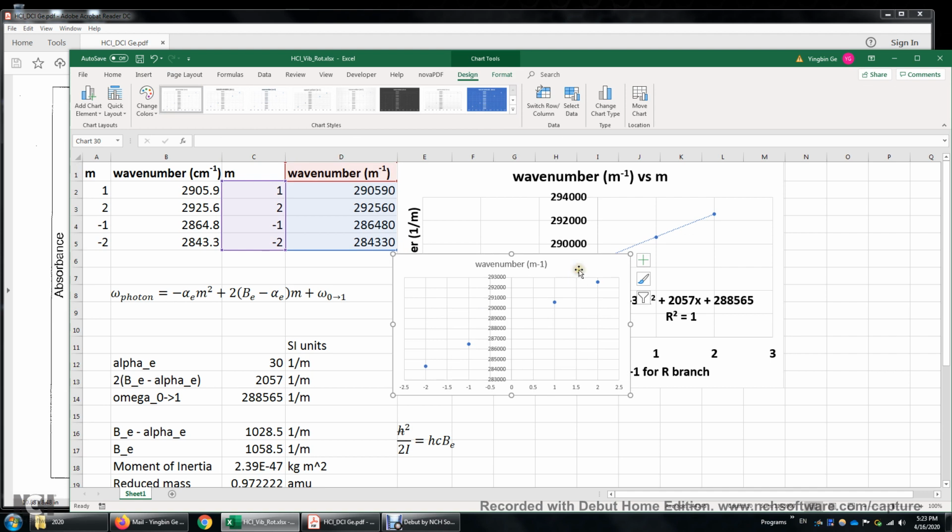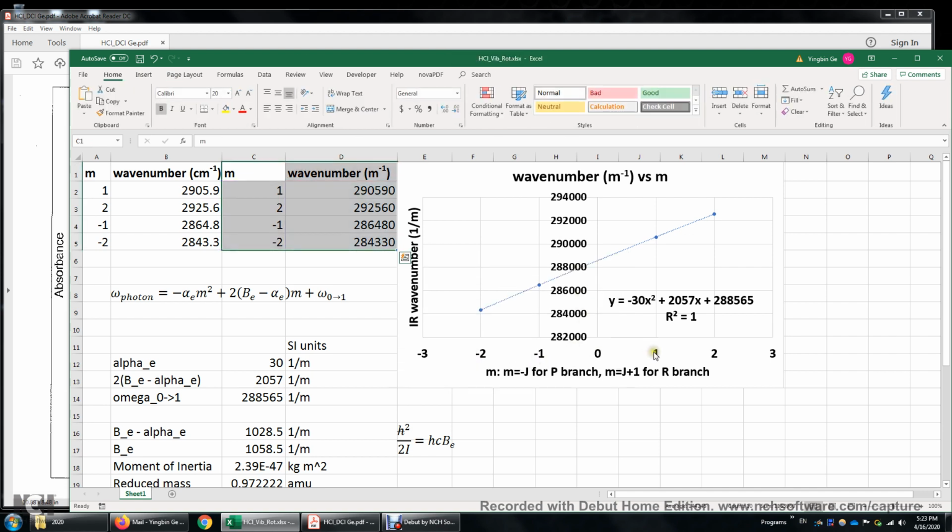All right, and then of course you need to label the horizontal axis and the vertical axis. The vertical axis is the infrared wave number of the photons. The unit is inverse meter. The horizontal axis is the value of M. Again, M is defined to be negative J for the P branch. M is J plus 1 for the R branch. We do this to put the P branch data and R branch data in the same Excel graph with the same equation. So now we have 4 data points here.